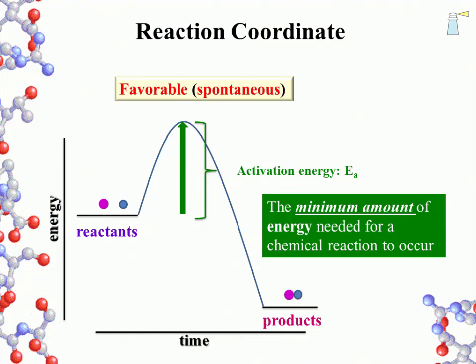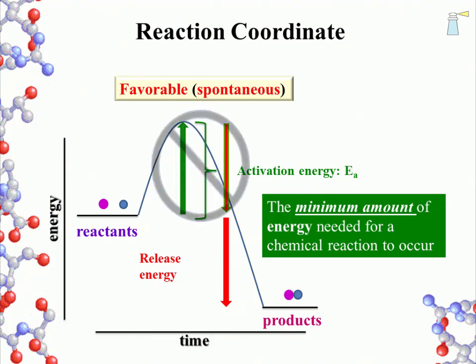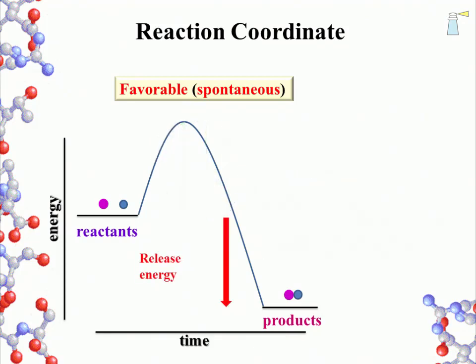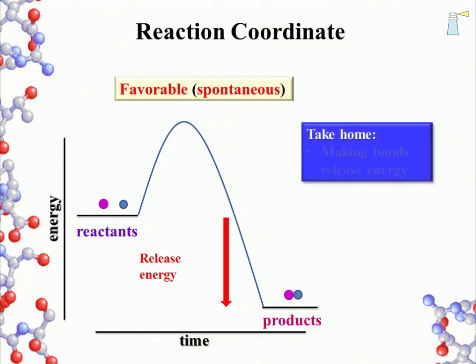Once the E sub A has been obtained, there is a release of energy. Part of that release is an amount equal to the activation energy. You get back out what you put in. From an energy perspective, this part of the release of energy and the activation energy cancel out. What is left is just the release of energy based on the height of the reactants and products. The take-home lesson with this diagram is that making bonds releases energy.